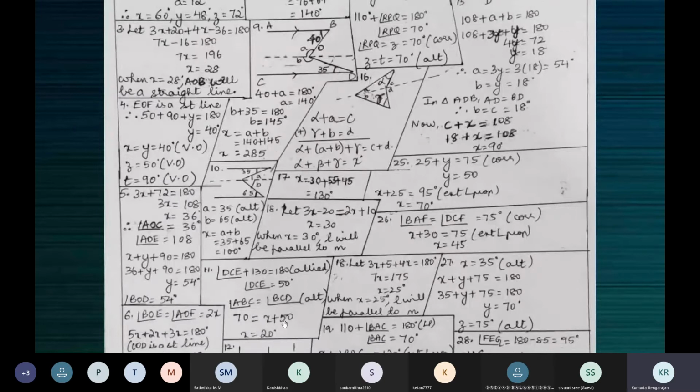You should mention the 11th one. I'm showing the 11th one. Before this, you should mention the parallel lines and the transversal. And then you must write the result and the reason also. Why are allied angles supplementary? Alternate interior angles are equal.